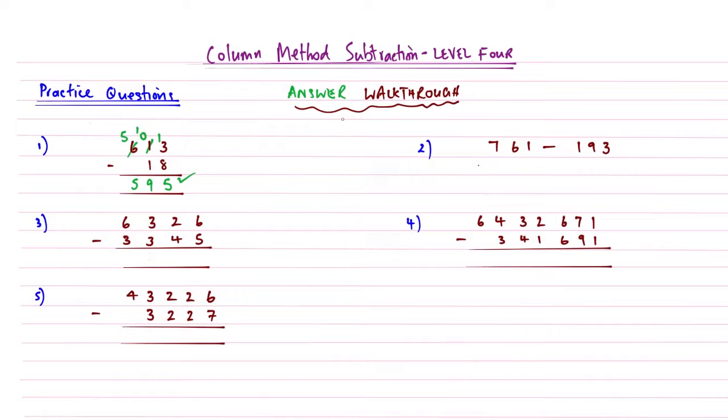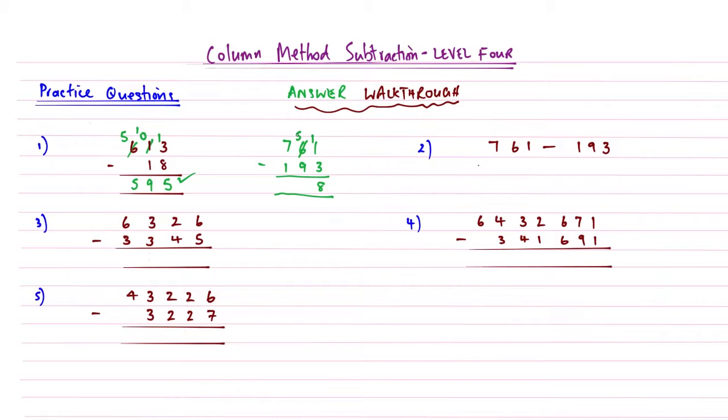Question 2, so we need to set this up ourselves, so we'll just do this over here. 761 subtract 193. We'll make that into a takeaway, draw our lines underneath. It's not very neat, but it doesn't matter. 1 take away 3 we can't do because it's too small, so we're going to strike that 6 through, reduce that to a 5, carry the 1. We're reading this as 11 now. 11 take away 3, that's going to give me 8.